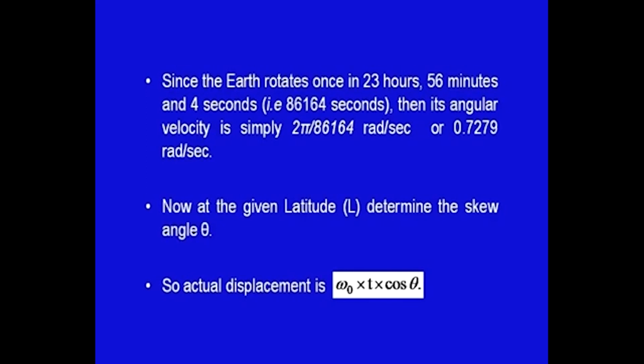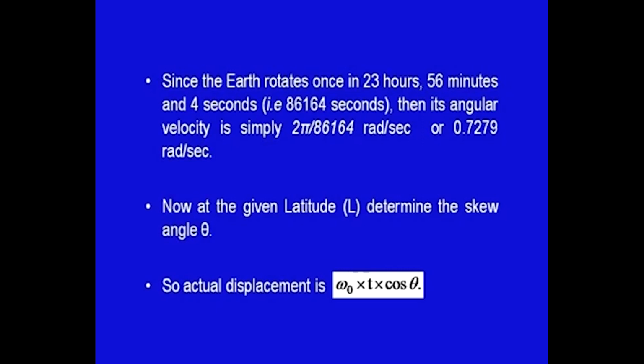Since the earth rotates once in 23 hours 56 minutes and 4 seconds, that is 86,164 seconds, then its angular velocity is simply 2 pi divided by 86,164 radians per second, or this is equal to 0.7279 radians per second. Given the latitude L, now we can determine the skew angle theta.